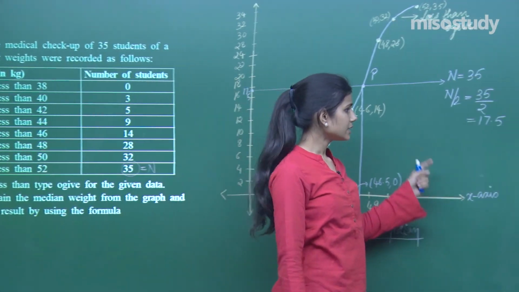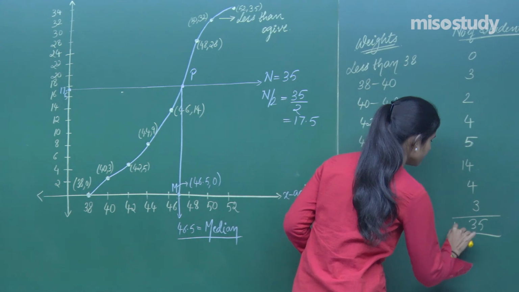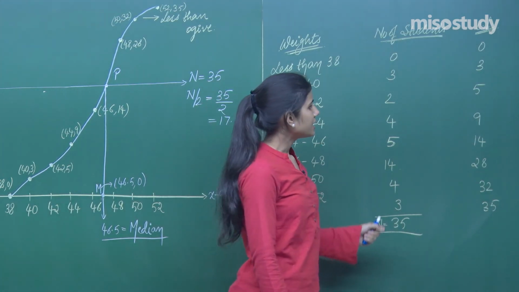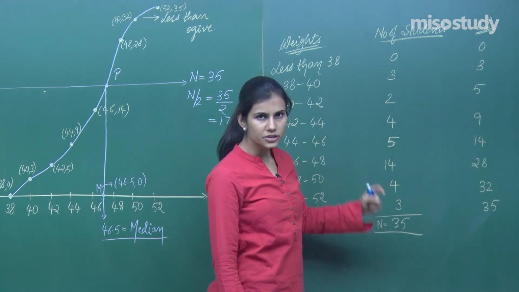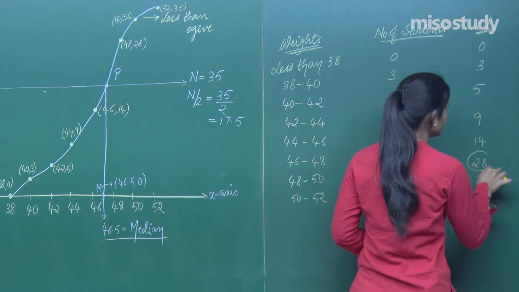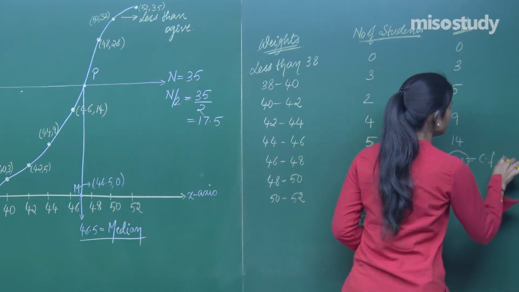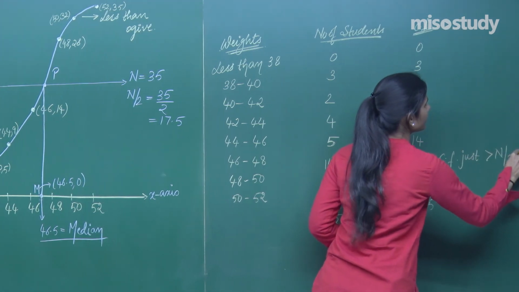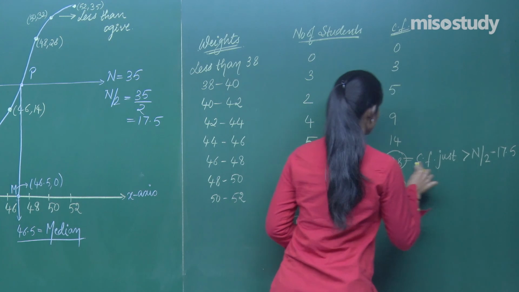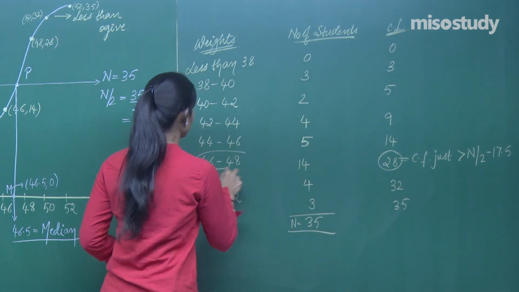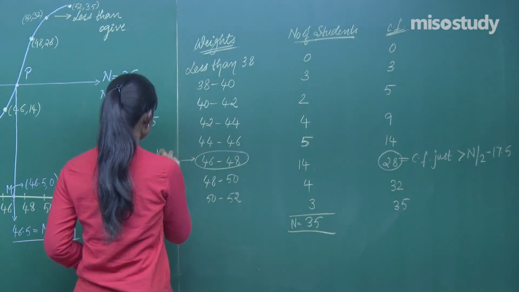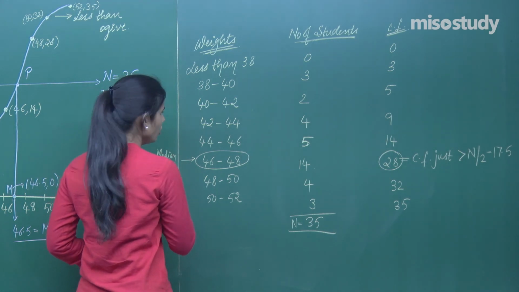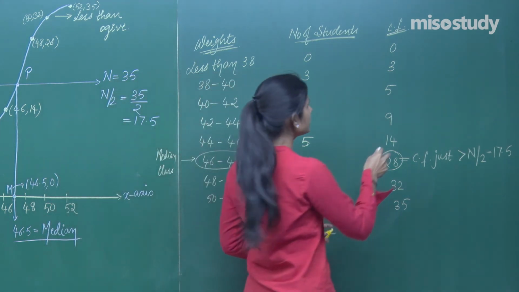Fine. Now that your capital N is 35, N by 2 is again 17.5 and the cumulative frequency just greater than 17.5 is 28. This is the cumulative frequency just greater than 17.5. And so the corresponding class is your median class. This is your median class. Once you have got all of this, you can very easily get the median.